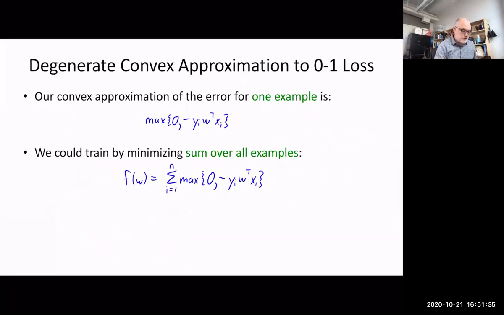Unfortunately, if you look at this, there's an easy way to cheat. You just set this W equal to 0, then this whole thing evaluates to 0.